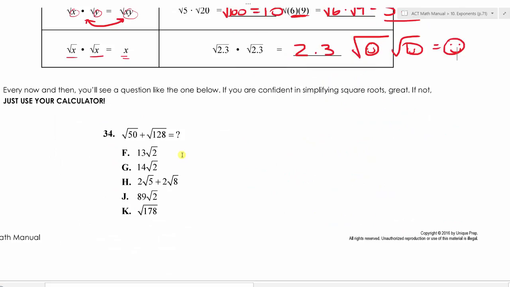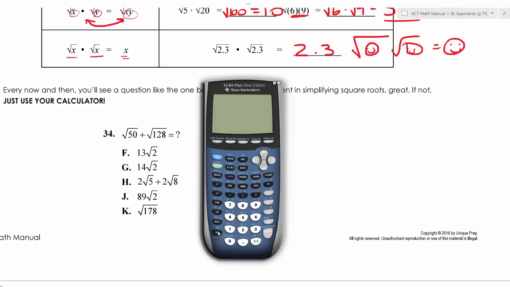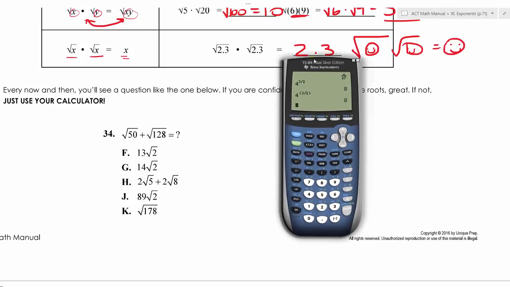Down at the bottom of page 34, a lot of students look at a question like this and they start thinking, oh crap, I can't remember how to break down square roots, so what the heck am I going to do here? And the very simple answer is, don't fret about a question like this if you don't remember how to break down square roots.